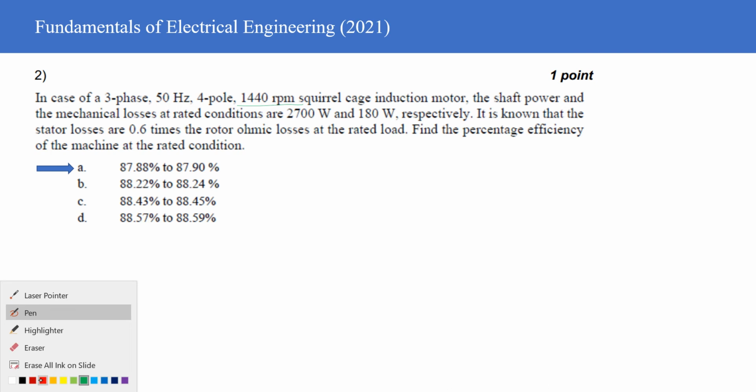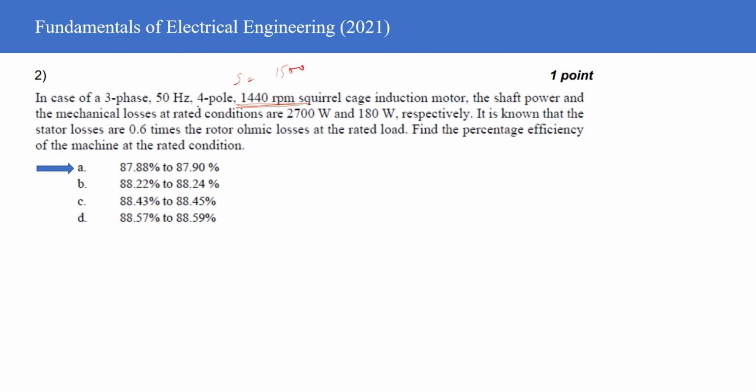Okay, let me switch back to the red ink. So the rotational speed of the motor is given to you. Therefore, the slip is given to you, and so you can just write it here. The slip is equal to (1500 - 1440) / 1500, because we have calculated the synchronous speed, 1500 rpm, for a 4-pole machine in a previous question. So this is going to be 0.04. This is the slip.